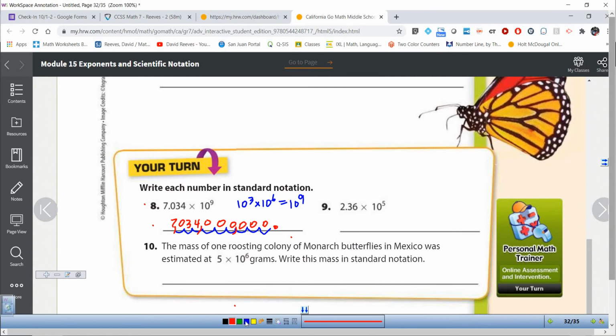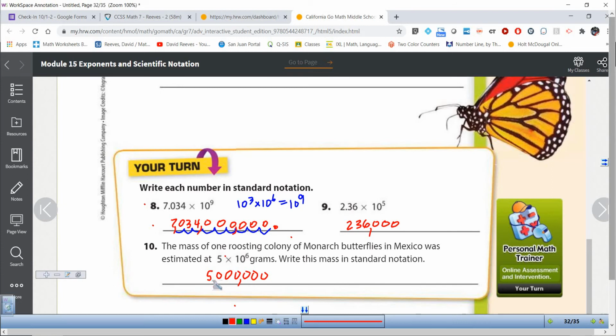So this one right here, okay, I'm going to go ahead and write 2, 3, 6. There's where my decimal place was. I need to go 5 places, right? 1, 2, 3, 4, 5, right? It was here. 1, 2, 3, 4, 5. So I get 236,000. So 5 times 10 to the 6, that would be the same as 5.0 times 10 to the 6, right? So I have 5, I need 6. 1, 2, 3, 4, 5, 6, right? There we go.